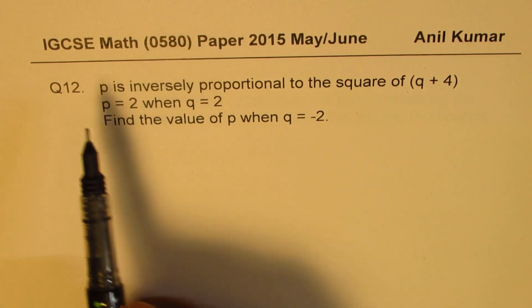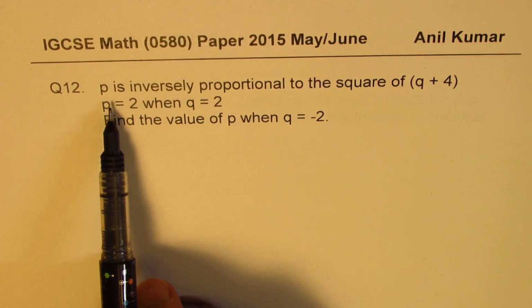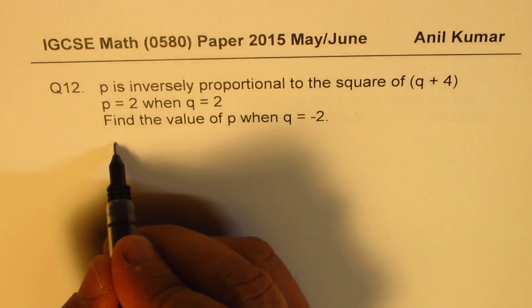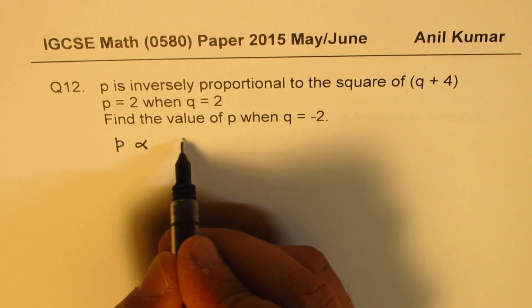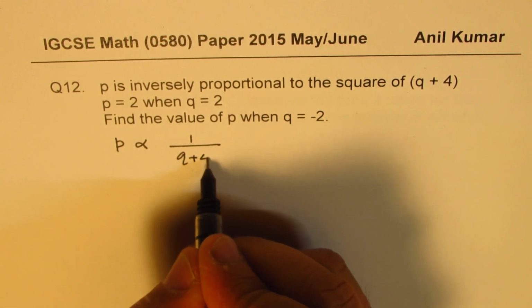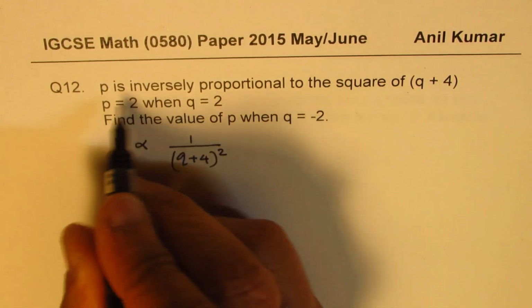The question here is question 12. P is inversely proportional to square of this. So that means P is inversely means 1 over. Square of this means Q plus 4 whole square. That is what the first statement is.